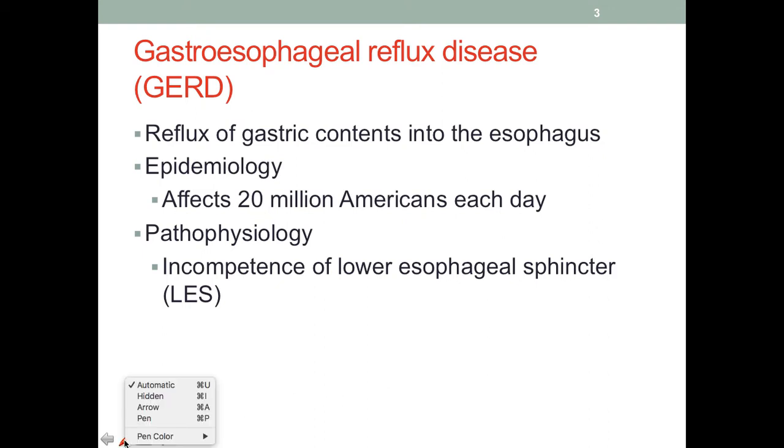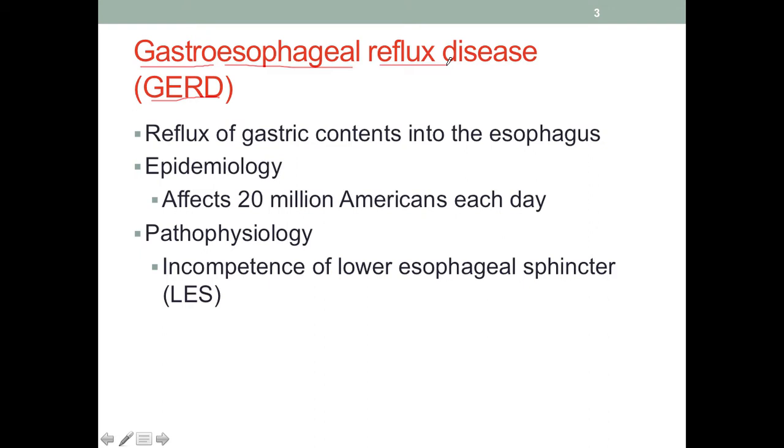The first condition we will talk about related to the esophagus is gastroesophageal reflux disease, also known as GERD. This term is probably more well known to the public. If we look at the name of the disease, gastro, which is something from the stomach, and esophageal, from the esophagus. So this is reflux between the stomach and the esophagus.